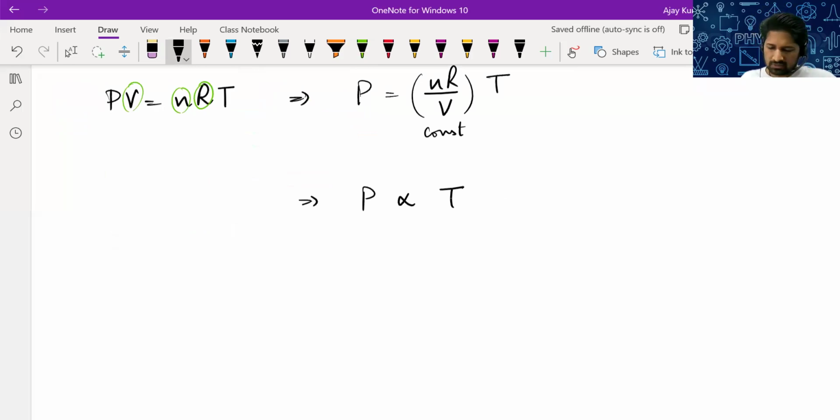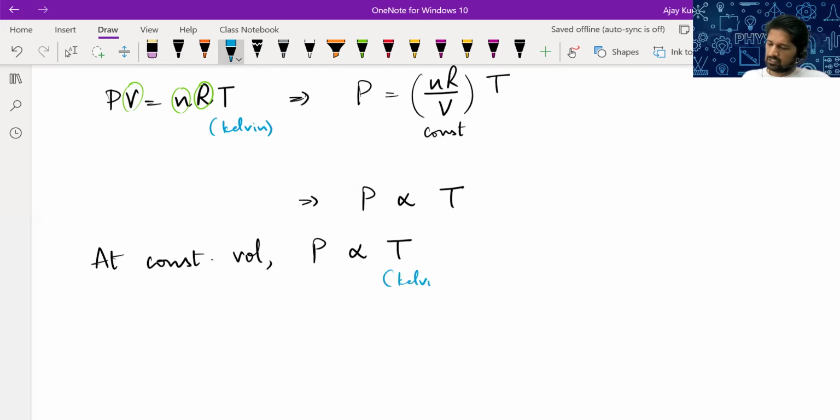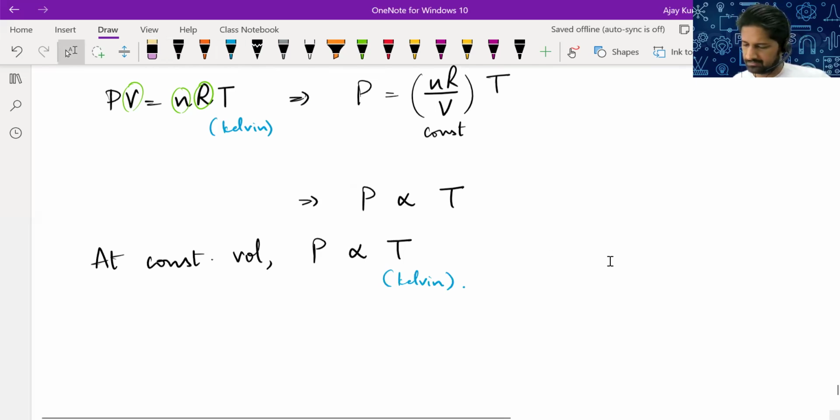So at constant volume, pressure of a gas is proportional to its temperature. And we are getting this from the ideal gas equation. In an ideal gas equation, temperature must be in Kelvin. Absolute temperature. So here also the temperature has to be in Kelvins only. Then pressure will be proportional to temperature. That is okay. That is what happens in an isochoric process. Fine.